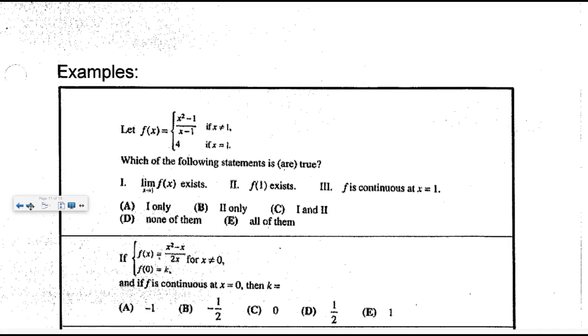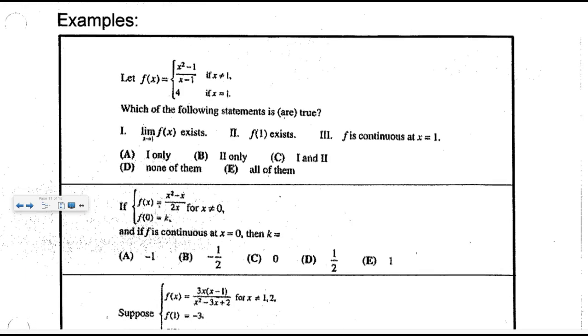So we've got a function defined as a rational expression, x squared minus 1 over x minus 1. That's when x doesn't equal 1. Understand what that means. This is from the left and from the right. So as I come in from the left, I'm at that function. As I come in from the right, I'm up at that function. At 1, I'm at 4. So just kind of keep that in mind.